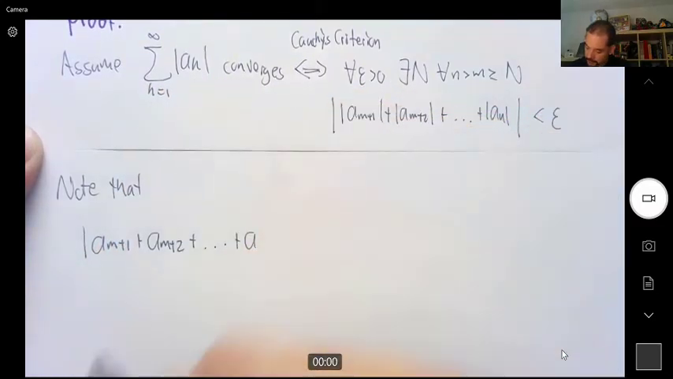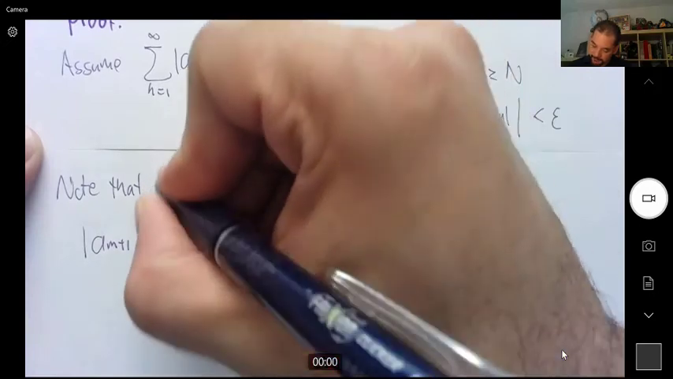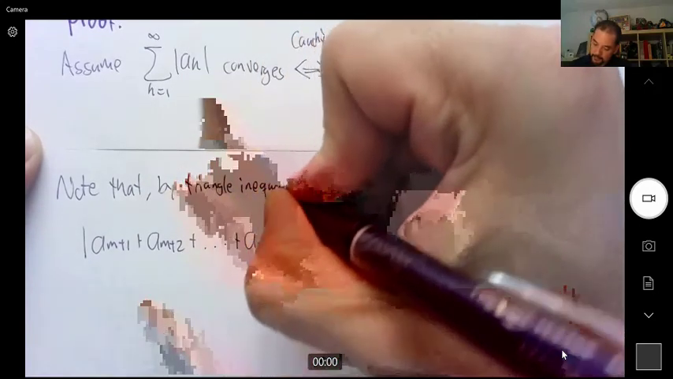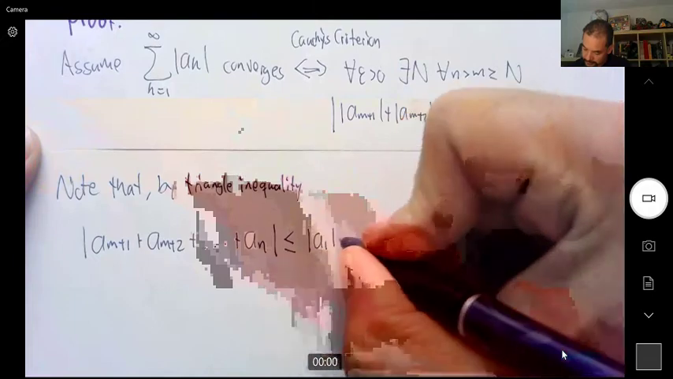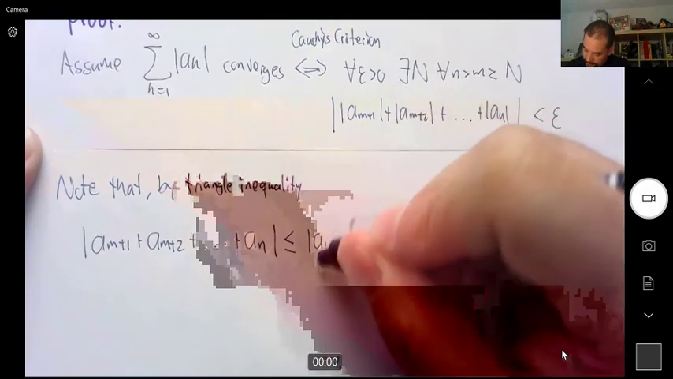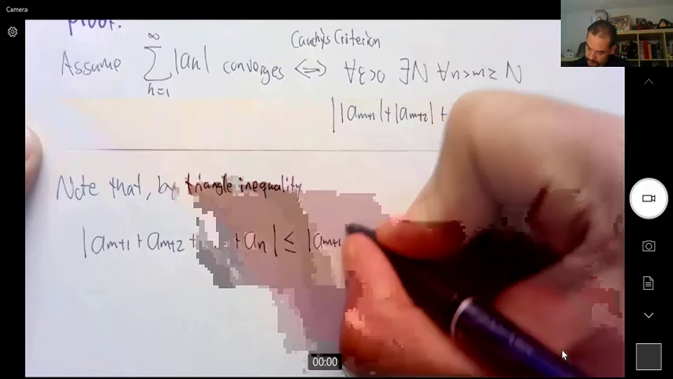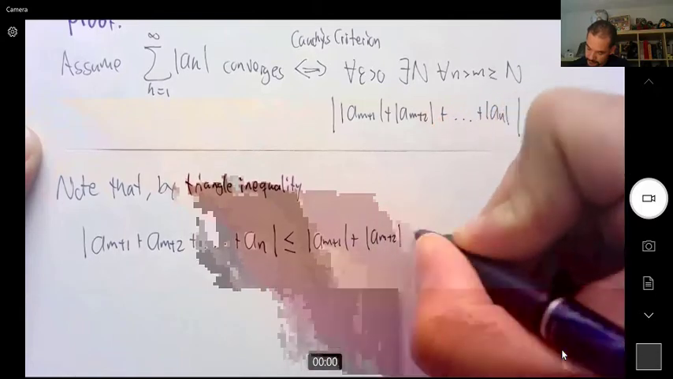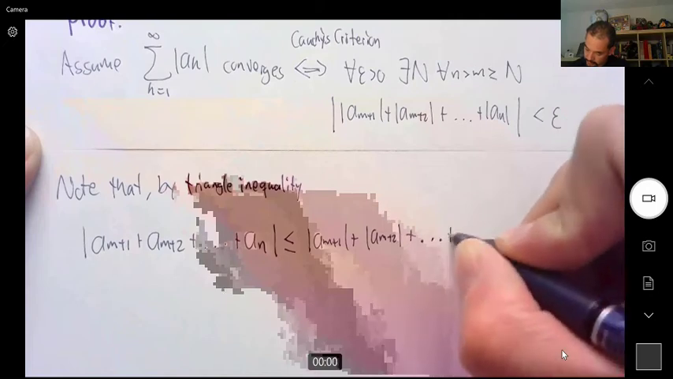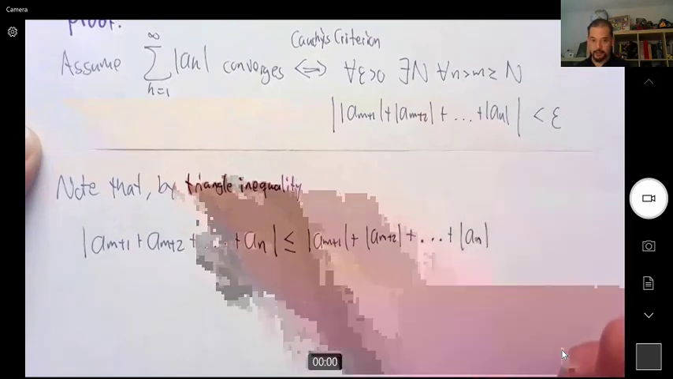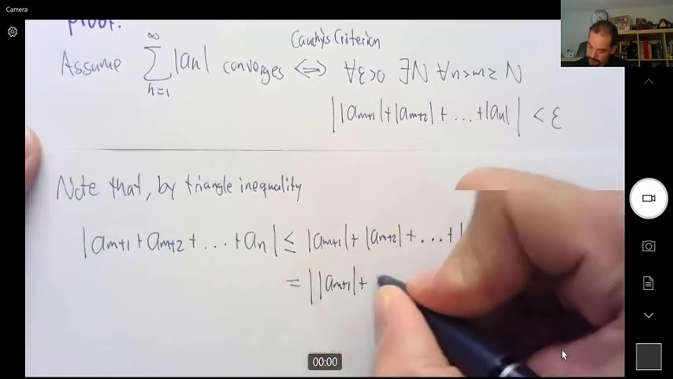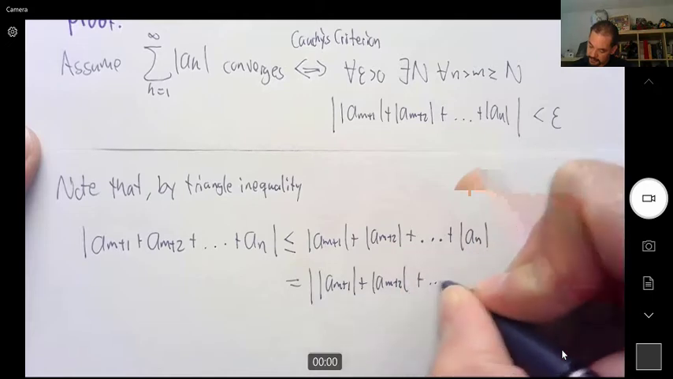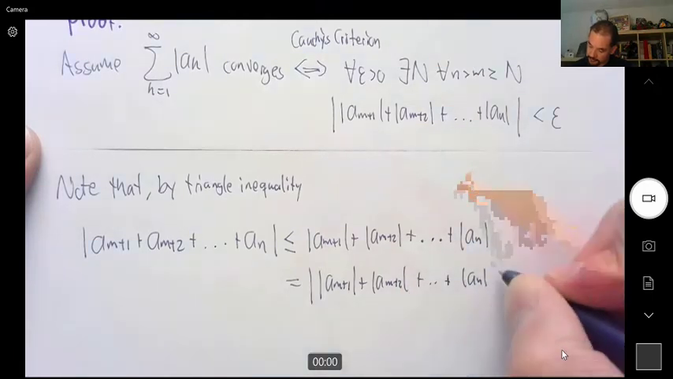What do we know about this one by the triangle inequality? Well, what we know is that the absolute value of a sum is less than or equal to the sum of the absolute values. So this is a_{m+1} plus a_{m+2} plus dot dot dot all the way to this guy over here. But that's the same as with absolute value, like I said before, because all of these terms are positive. We can, if we wanted to, put another absolute value bar outside.